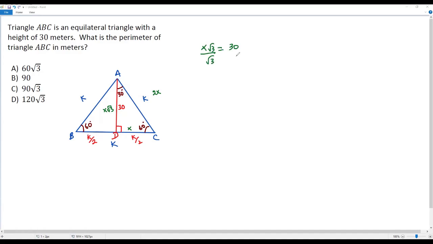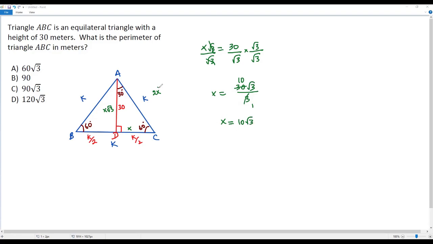Let's divide both sides of this equation by square root of 3. Then the square root of 3 will cancel out. And also here, to rationalize the denominator, we have to multiply both numerator and denominator by square root of 3. Then we get X equals 30 times square root of 3, that is 30 square root of 3. And here in the denominator, square root of 3 times square root of 3 is just 3. 3 goes into 3 one time, and 3 goes into 30 10 times. X equals 10 times square root of 3.